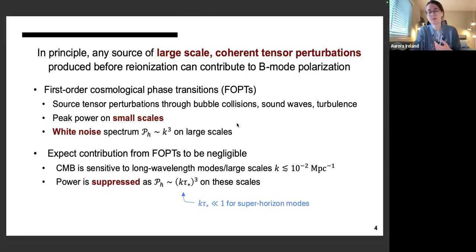And because of this, naively, you would expect the contributions from phase transitions to be negligible, namely because the CMB is sensitive to long wavelength modes or large scales. So, co-moving wave numbers of about 0.01 inverse megaparsecs versus for the phase transition, power is going to be suppressed on these large scales. In particular, the super horizon scaling for the dimensionless tensor power spectrum goes like (k tau star) cubed, where tau star is the conformal time at the time of the phase transition. And for initially super horizon modes, this is much smaller than 1. So things are going to be suppressed on the scales that the CMB cares about. And for this reason, you would expect it to be negligible.